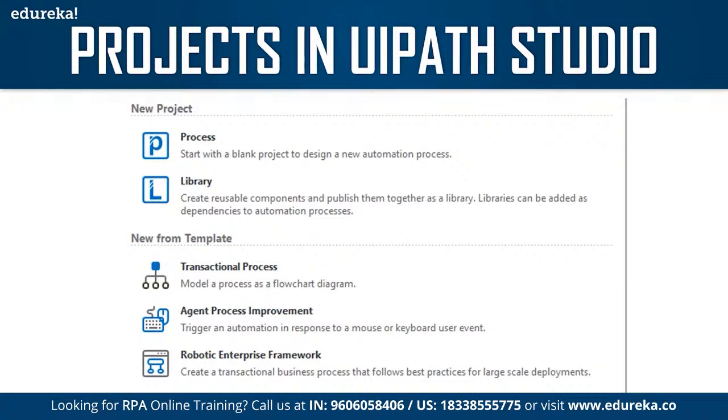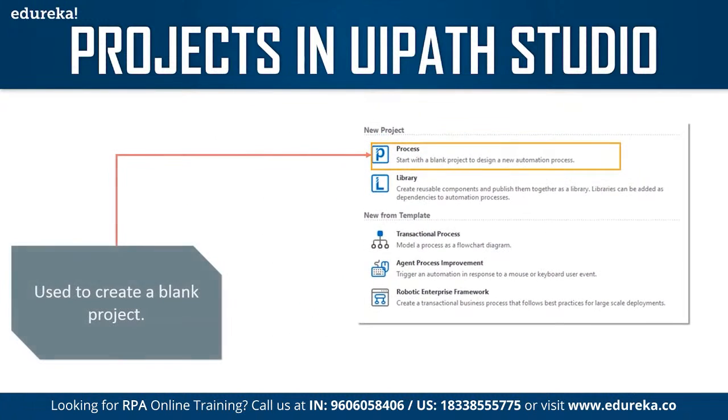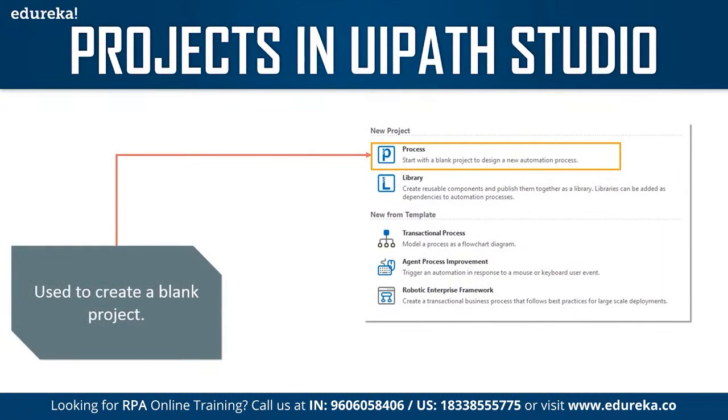So starting with process. Process is basically used when you want to create a blank project, or maybe you want to design a blank project inside which you wish to add the automation workflow process. So that is when process is used. So whenever you want to create a blank project, remember that you have to use the process type of project.